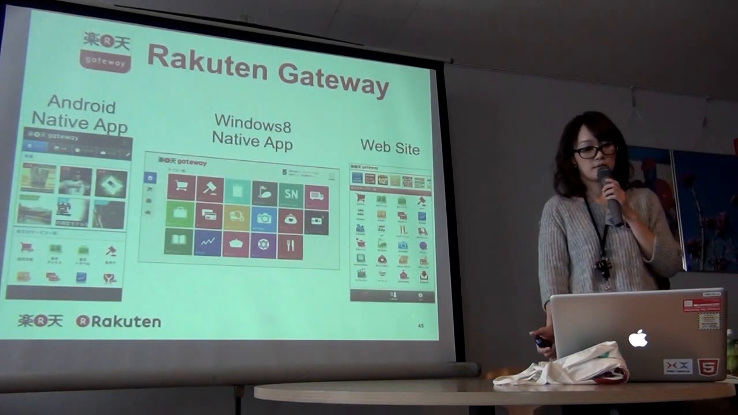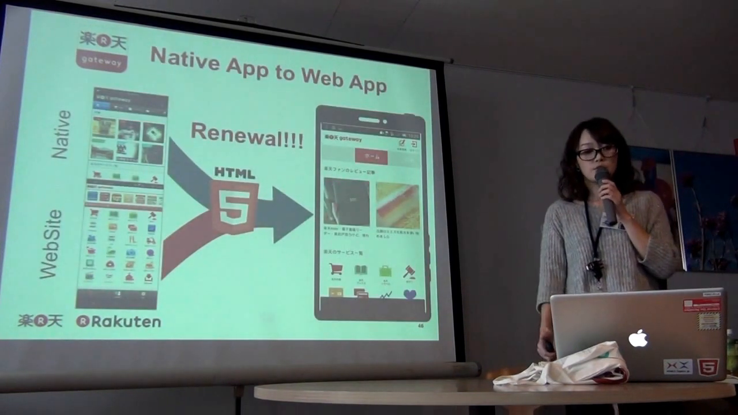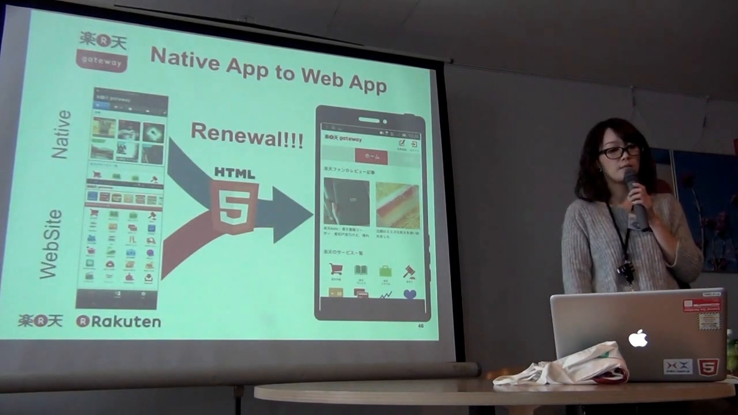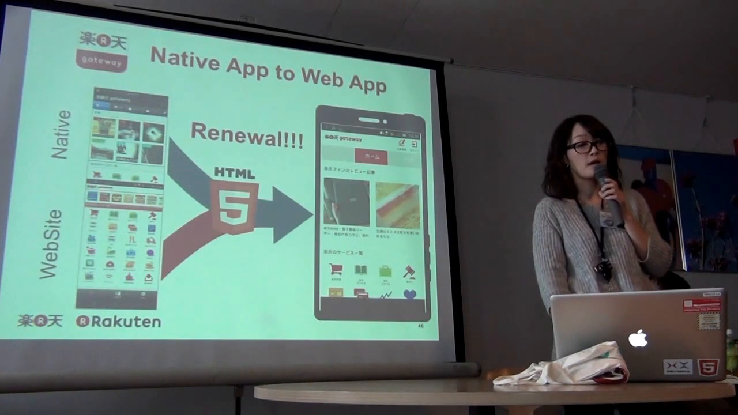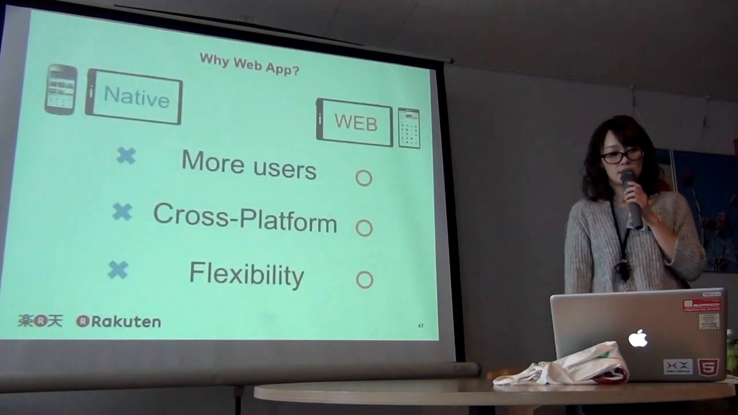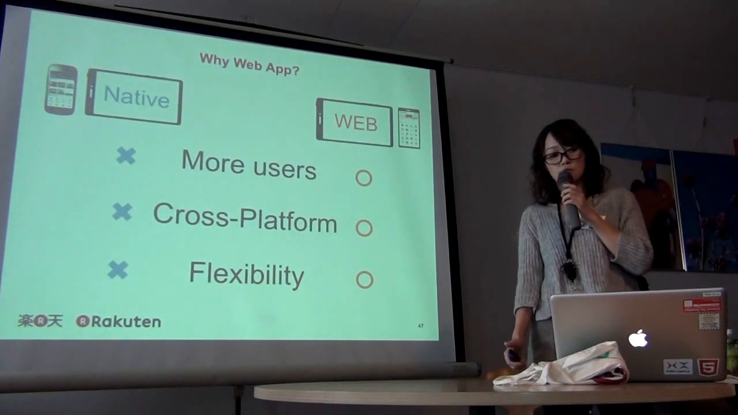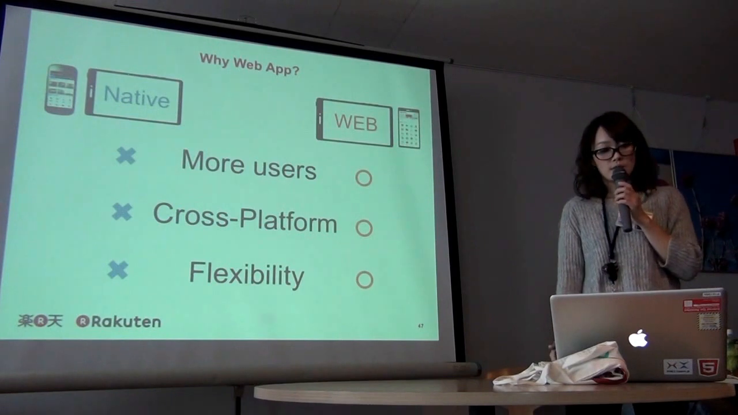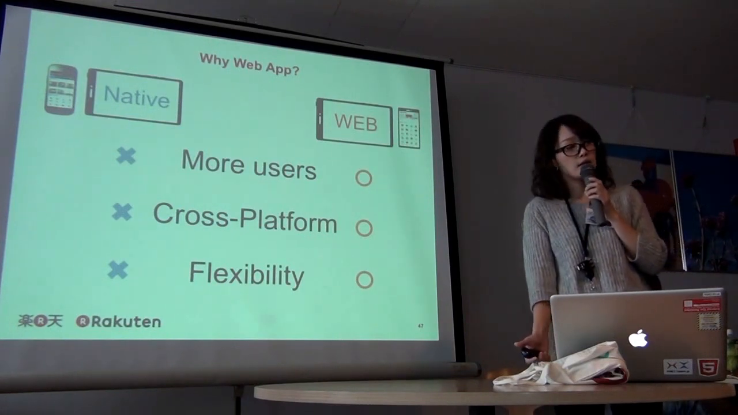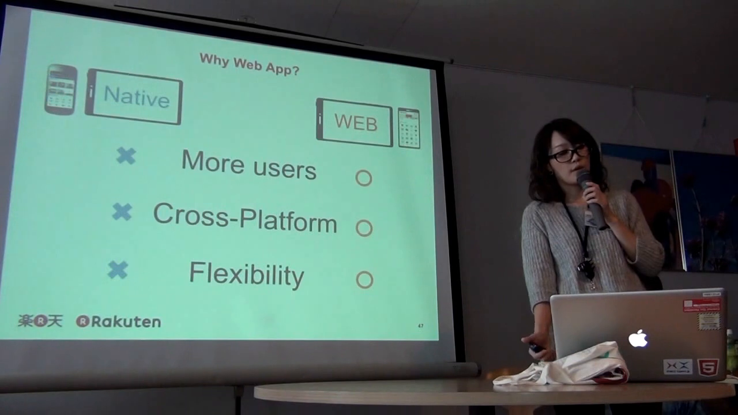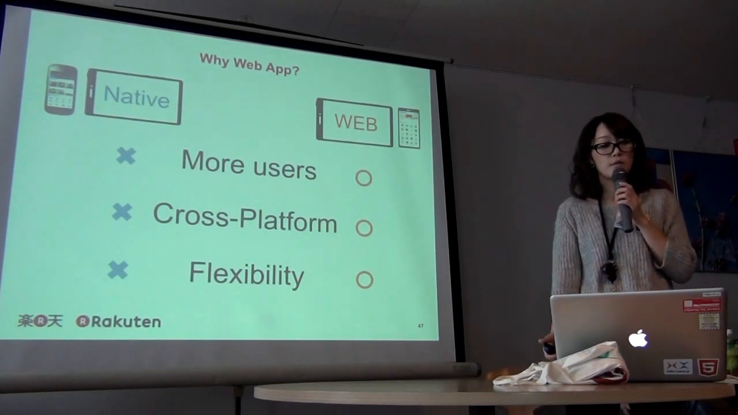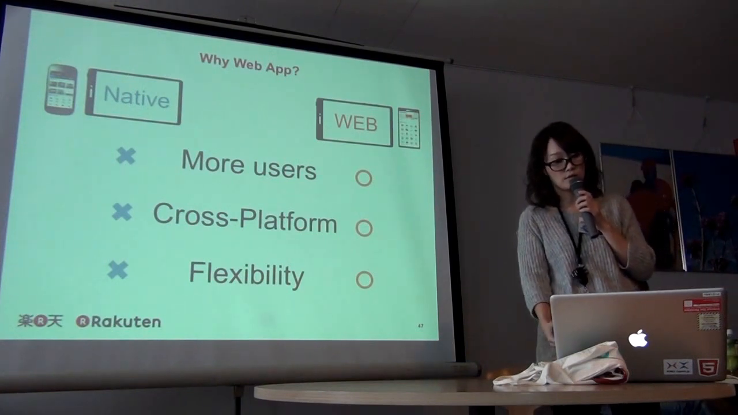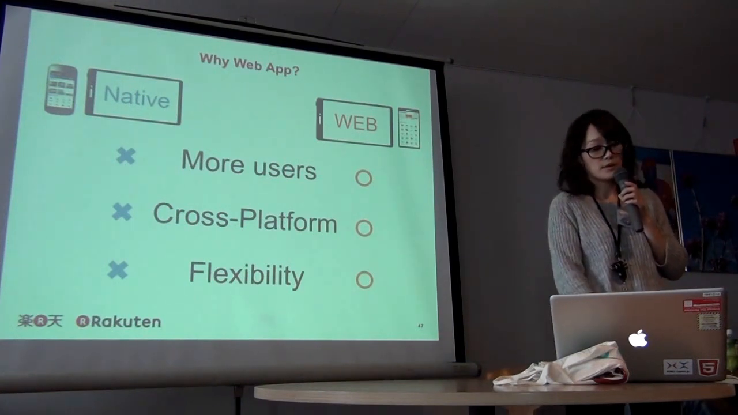You might have one. The purpose of this project was to renew the existing web page into a web app that looks and feels like a native application with HTML5 and other web technologies. The reason why we needed to create the web application, even if we already have a native application, was based on our data. We have more users on the Gateway website than the Gateway native application. So the primary goal for this project is to lead more users to the existing Gateway website.